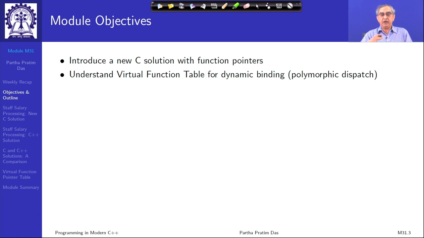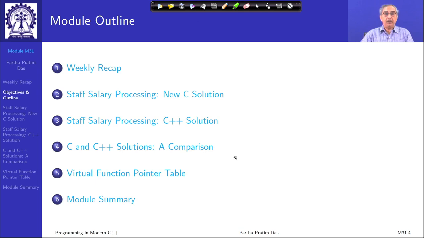The previous C solution had used function switch basically. And then we will understand the virtual function table for dynamic binding, which is the backbone of polymorphic dispatch, the backbone of polymorphism in a C++ polymorphic hierarchy. This is the outline which will be there with you all the time on the left panel.